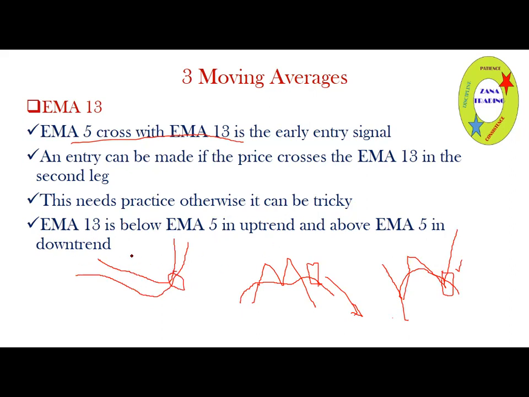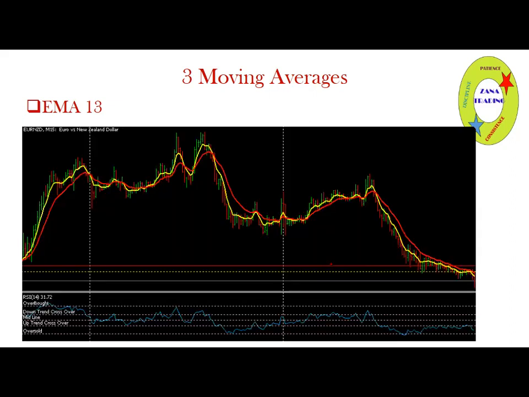The EMA5 is below the 13 in an uptrend. So if this is 5, your 13 will be following behind like this. And in a downtrend, this will be your 5 and your 13 will be following like that. It will be above the 13. So you can actually see the trend looking at those two moving averages. As you can see now, during our M, the 5 crossed a bit earlier, went up, came down, crossed again. This will be the first cross going down, the second cross going up, the third cross going down.